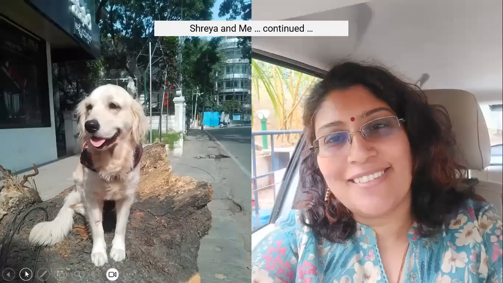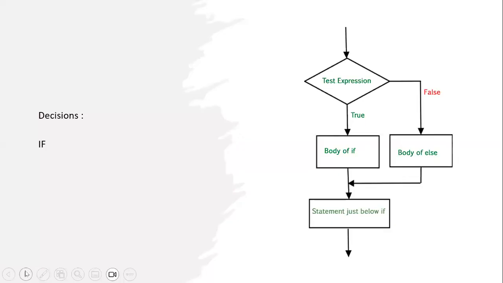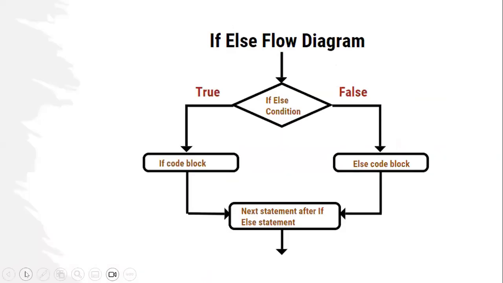There is Shreya and me, and today we're going to be talking about the next part of conditions, which is using certain decision making loops. The two most common ones are if and else if, right? Let's see them in code to understand them better.